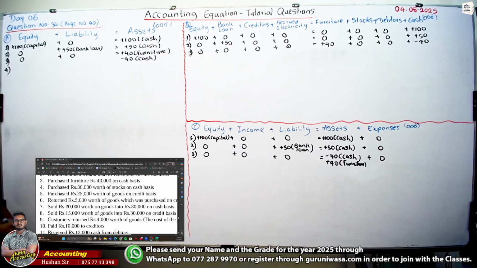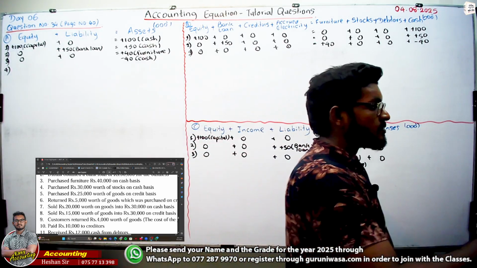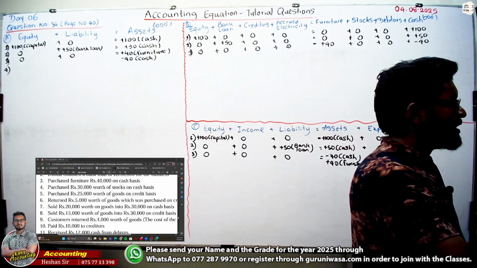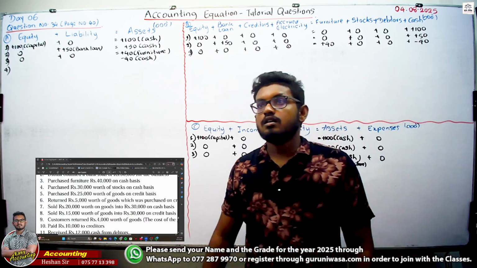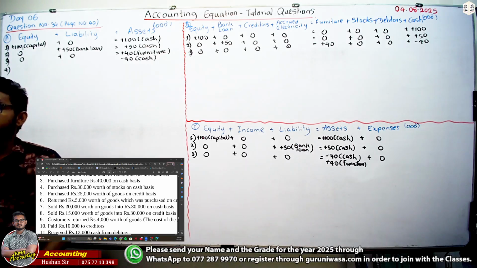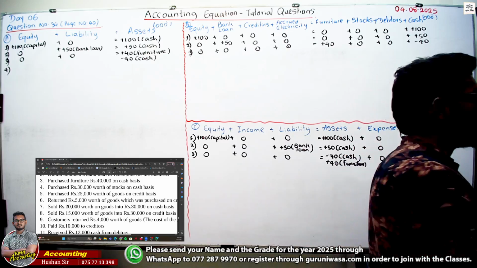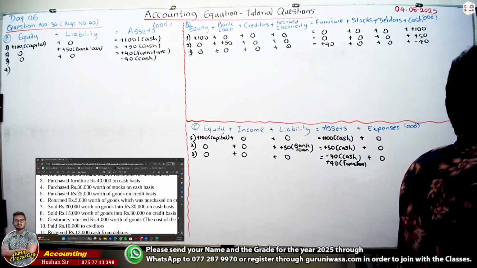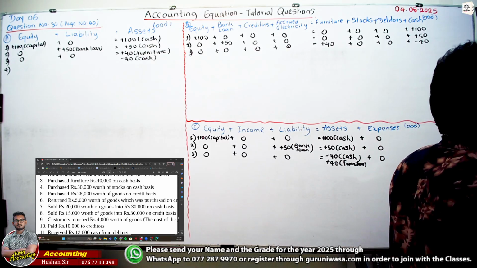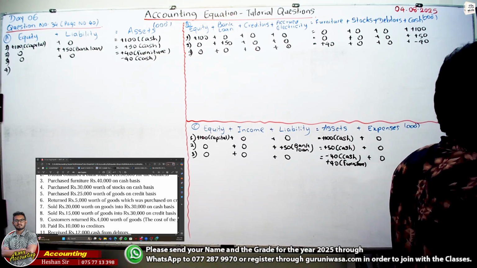Number four, purchase 30,000 worth of goods on cash basis. Write it down. I'll give you a few minutes. Can you hear me, guys? Can you give it a try?